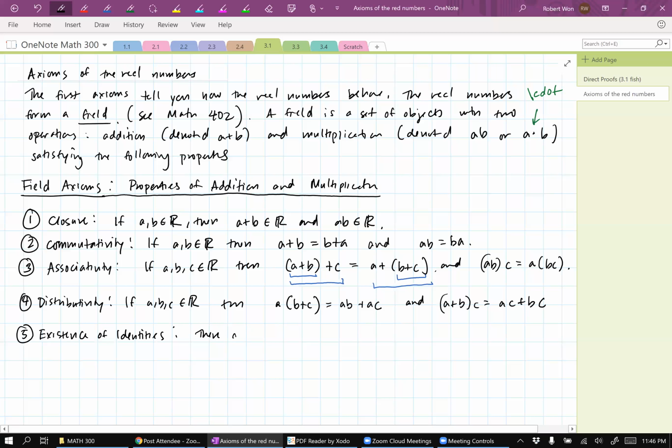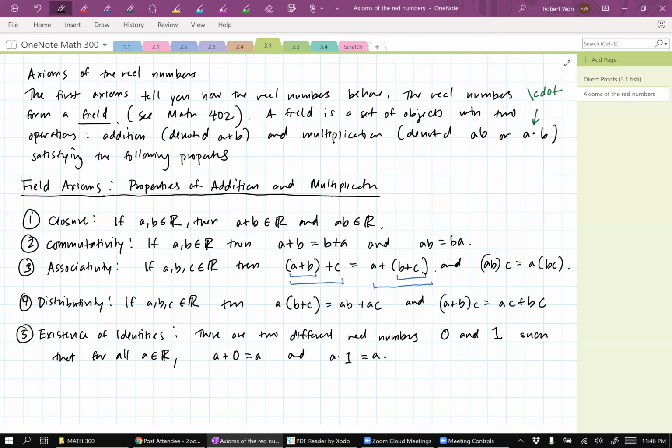But here we'll assume that there are two different real numbers that we'll call 0 and 1. Okay, so here I'm assuming the existence of two objects in my set, such that for all real numbers a, a plus 0 equals a, and a times 1 equals a. So here I'm assuming the existence of two real numbers that have this property of being the additive identity and the multiplicative identity.